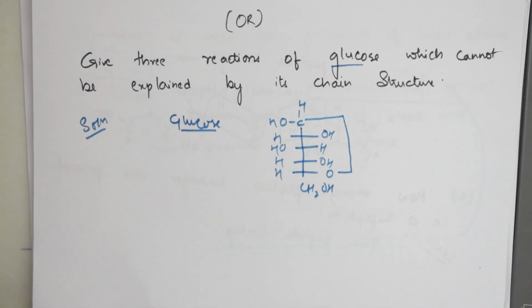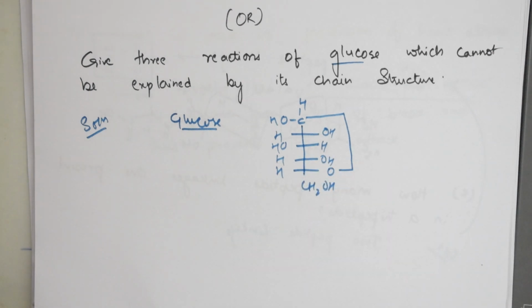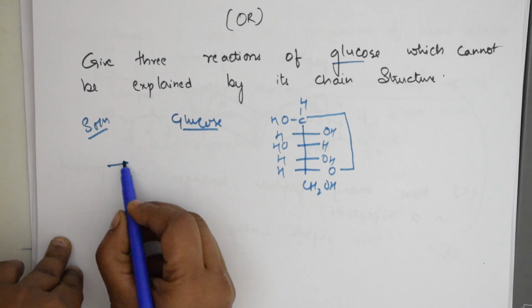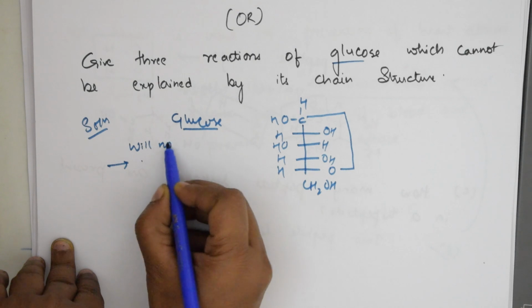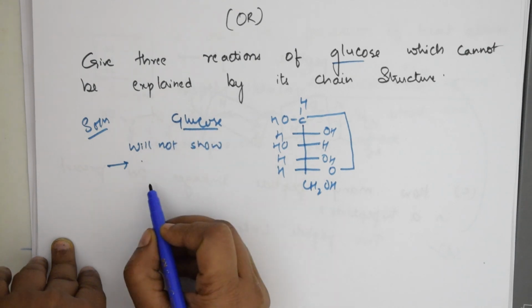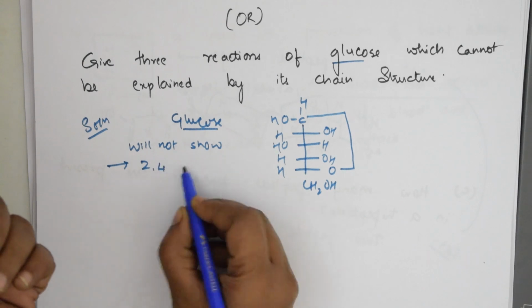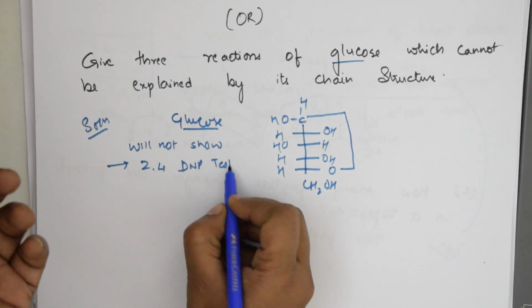Is the aldehyde free now? Not free. Because of this, glucose is not going to show reactions which are specific to aldehydes. Once again, because of the cyclic structure and its linkage, it will not show the specific reactions. What are the specific reactions? It will not give the 2,4-DNP test. 2,4-DNP test is one.